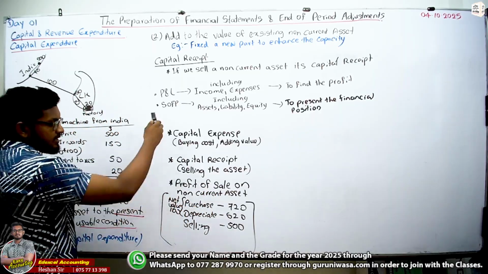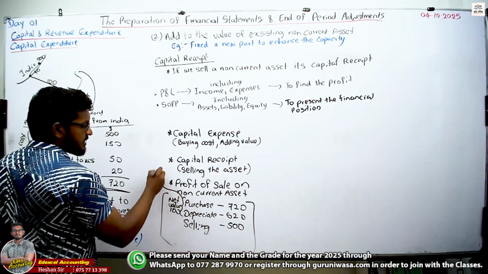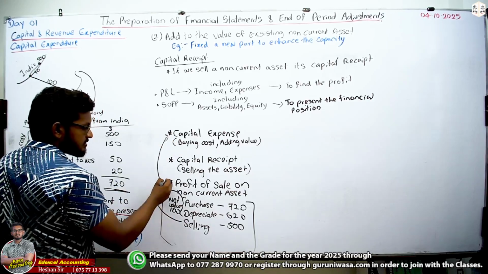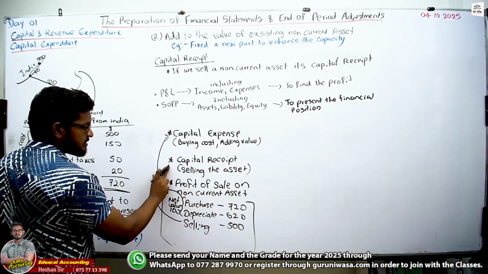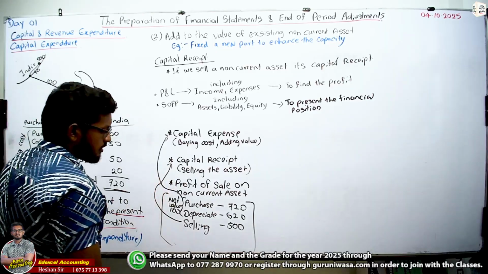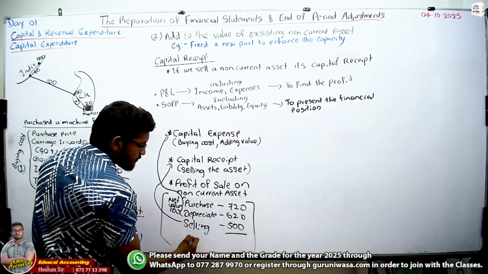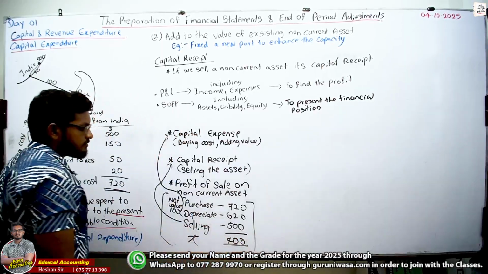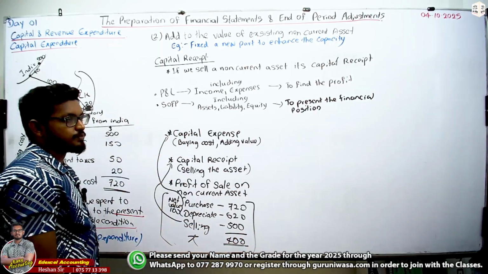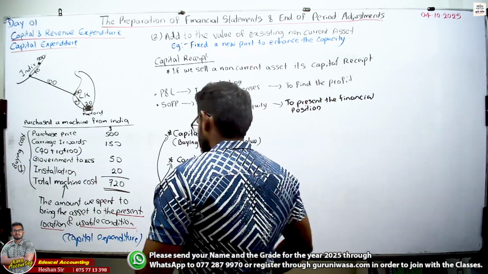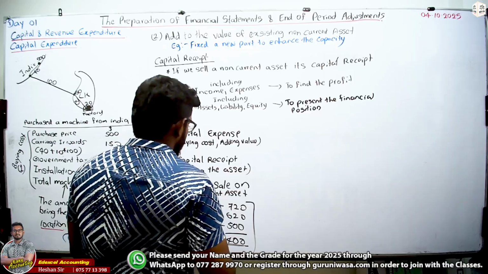Purchase price is the capital expense. Selling price is the capital receipt, right? Now there's a profit of 400. Why? Net value is 100. We are selling it for 500. Now the profit is 400. The profit is 400.